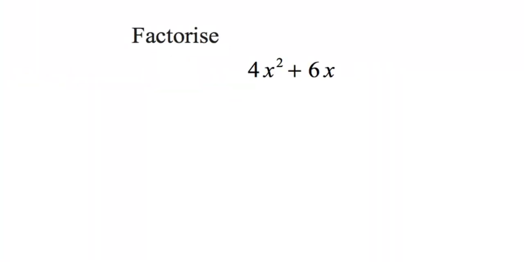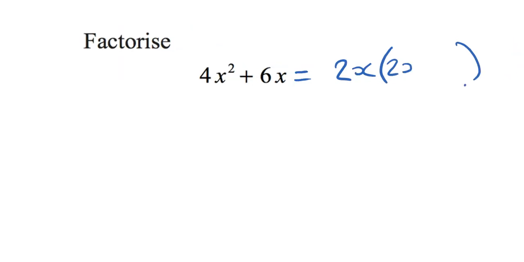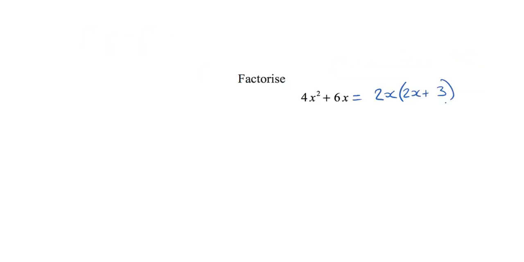Now, this one's slightly more complicated, but it's the same principle. Clearly, we can pull out a 2 because 4 and 6 both divide by 2. But as well as that, there is an algebraic component that can also be factorized out. Both of these two expressions have an x in common. So we can pull out, as well as the 2, the x. What do I times 2x by to make 4x squared? Well, 2x. What do I times 2x by to make 6x? 3. So this one is 2x bracket 2x plus 3.